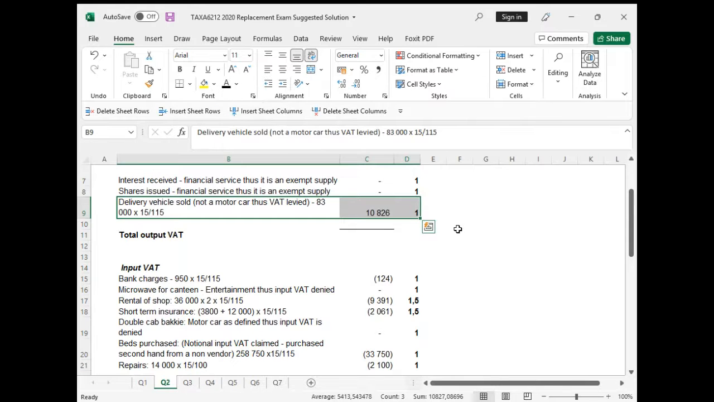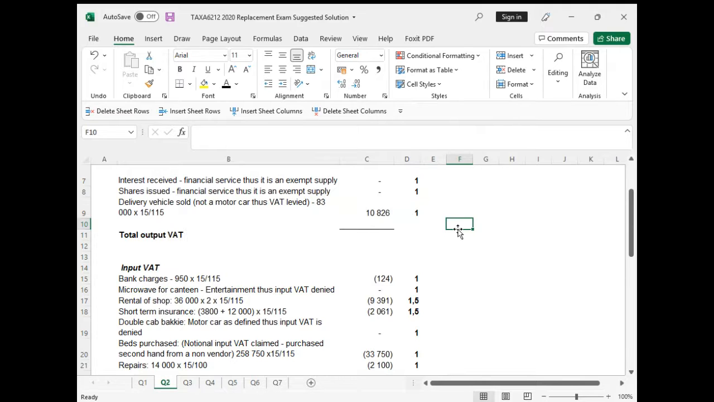If we sold the double cab bakkie, on the other hand, we would not have to raise output VAT because input VAT was denied. So where we now say it's not a motor car, thus VAT is levied. Your answer would be, if we sold a double cab, for example, you would have said it is a motor car as defined, so no VAT is levied. Okay, so then you would show a 0. Okay, and the amount is inclusive of VAT, so we multiply it with 15/115.